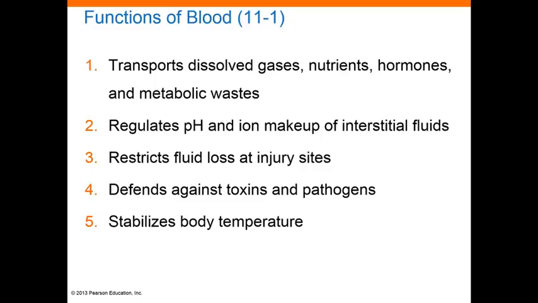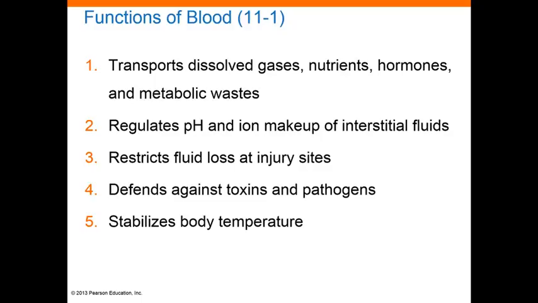The circulating fluid of the body is called blood, and it's a specialized connective tissue that contains cells suspended in a fluid matrix. Blood has 5 major functions. It transports dissolved gases like oxygen and carbon dioxide, nutrients from the digestive tract, hormones to target tissues, and metabolic waste to kidneys for excretion. Blood regulates pH with a series of buffers and regulates calcium and potassium ion makeup of interstitial fluids. Blood can restrict fluid loss at injury sites by vasoconstriction and clotting factors.